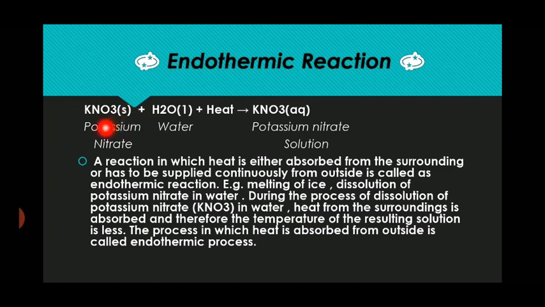Now see the reaction: potassium nitrate, KNO3, which is a solid, plus H2O, water, which is a liquid. Here is heat, which means we are applying heat in this process. What we get is KNO3, a potassium nitrate solution. So this reaction is known as an endothermic reaction. In an endothermic reaction, heat is absorbed from the surroundings.